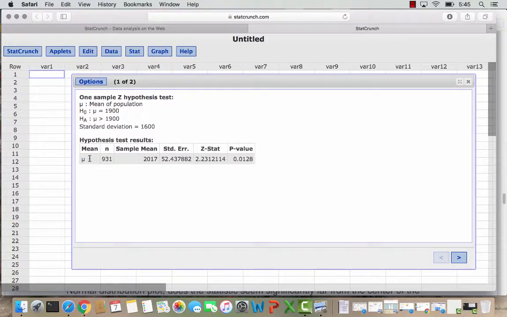and they're telling us this is the mean you're calculating for, the population mean mu. We know n is 931. We know our sample mean is 2017. StatCrunch calculated the standard error for us using the sample data, so that's much easier than having to calculate it on our own with a messy formula. And then they found the z-stat and the p-value.